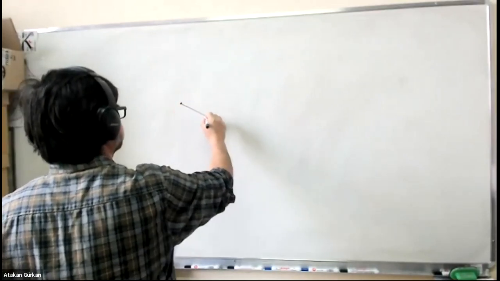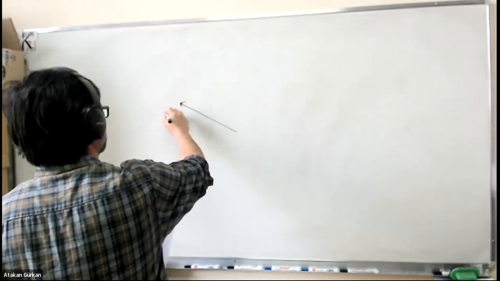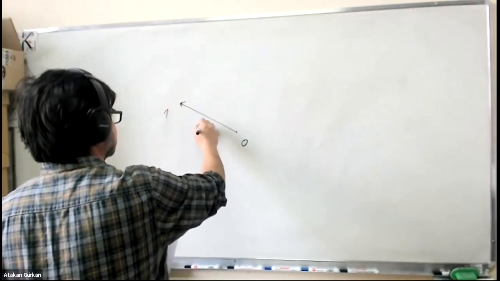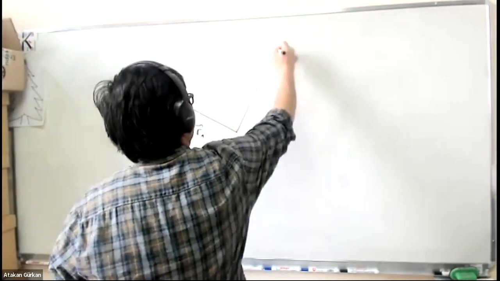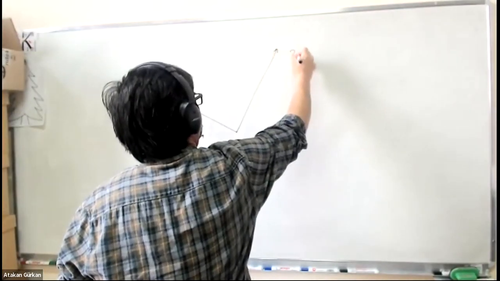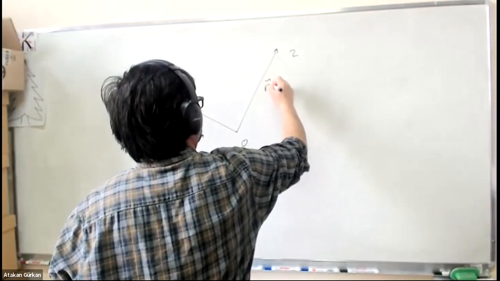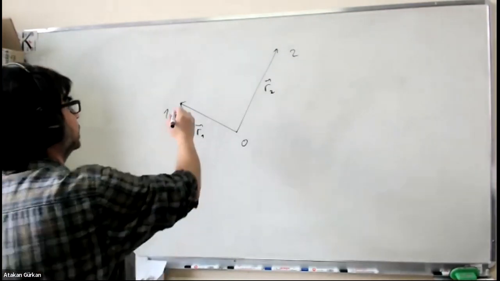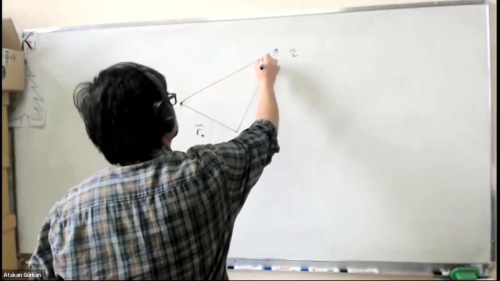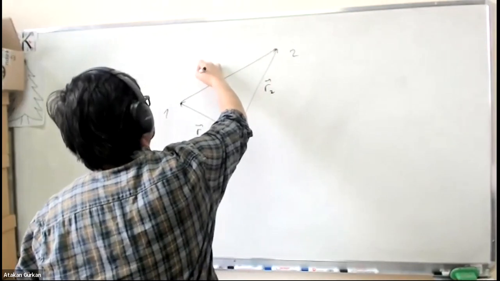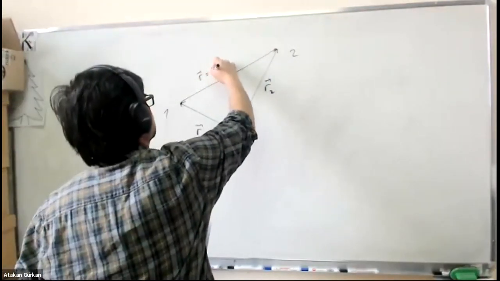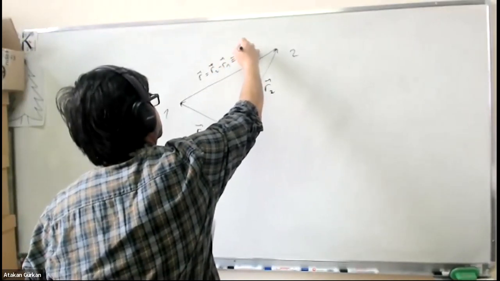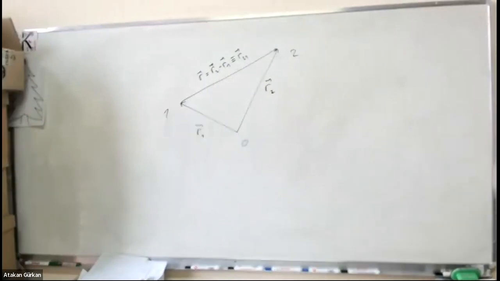So I have two masses. Let's say this is my origin, and I have one mass at R1, and a second mass at R2. Okay? And I'm going to define the relative position of 2 with respect to 1. So this is R2 minus R1, which I will denote by R21, but I also call this small r.